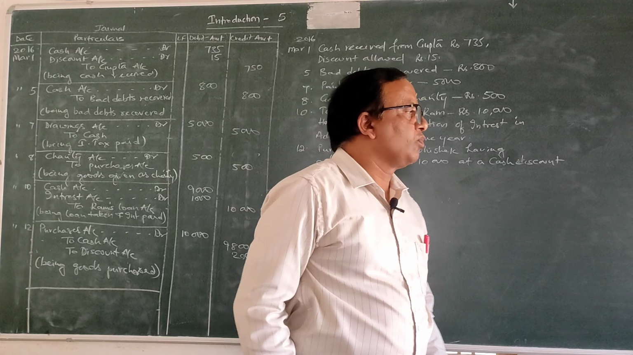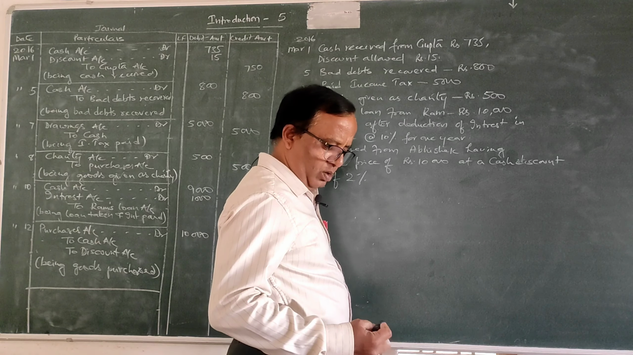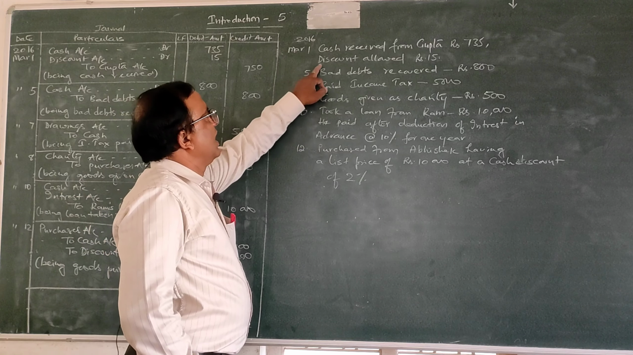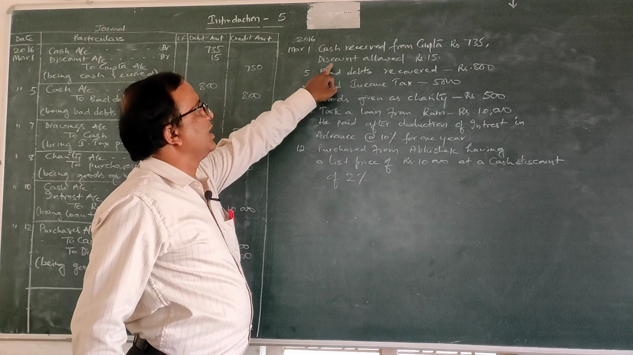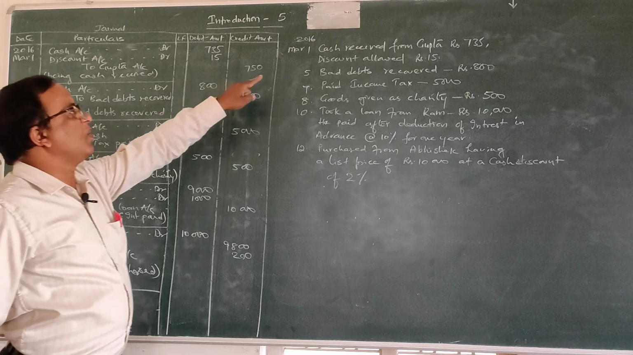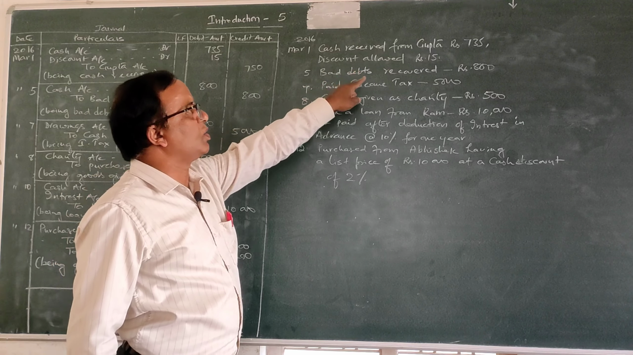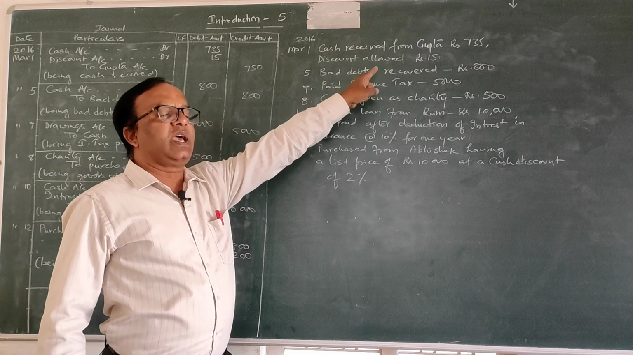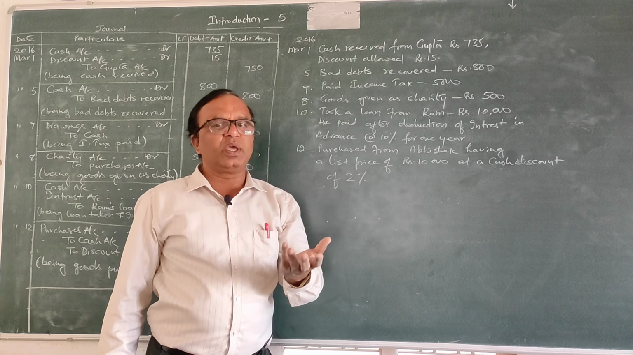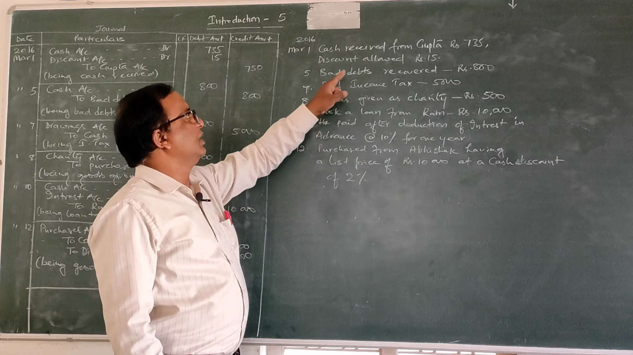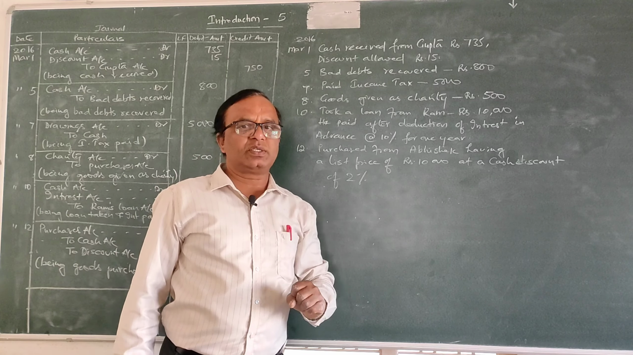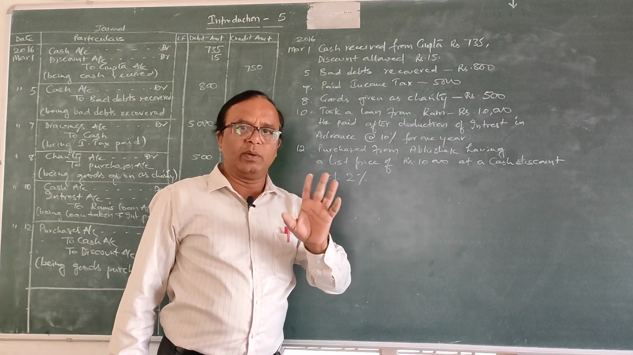In this particular problem, what are we doing? See, in this problem, cash received from Gupta 735, discount allowed 15. What entry are we going to write? You have received cash from Gupta 735, and you have allowed discount 15. When cash is received, cash is something which is coming in. Being a real account, the cash account you are going to debit. Then you have allowed him the discount. Discount allowed is an expense to your business. As such, it is a nominal account, and you should debit it.